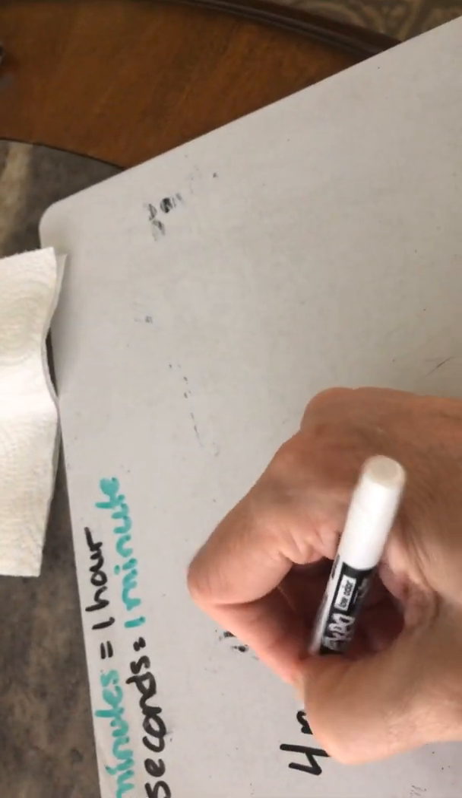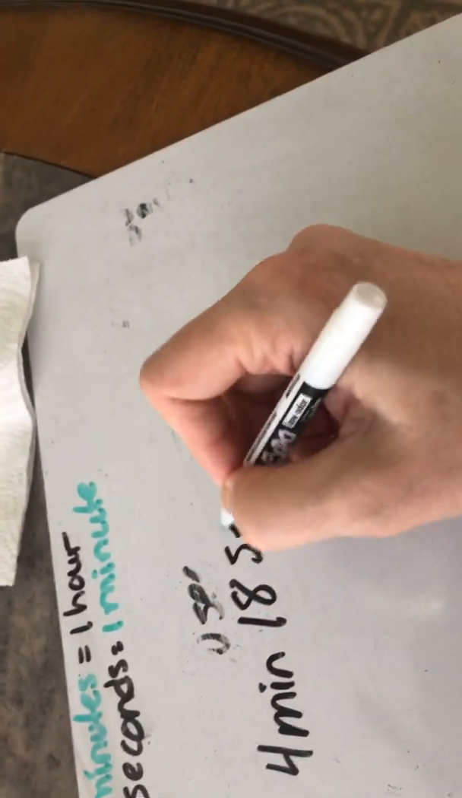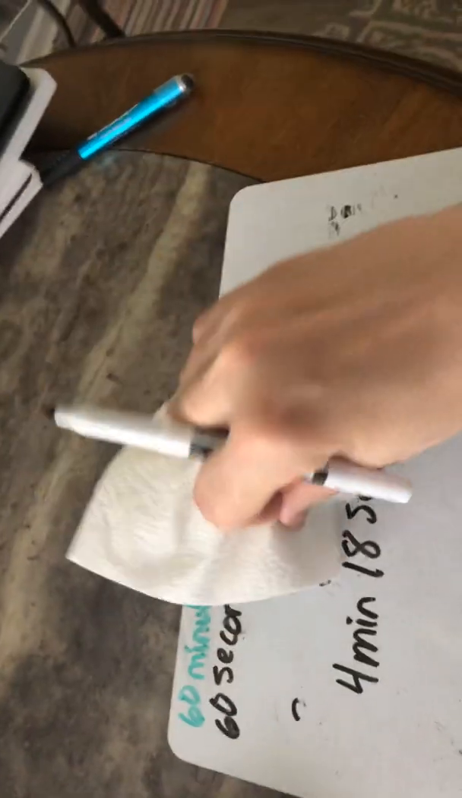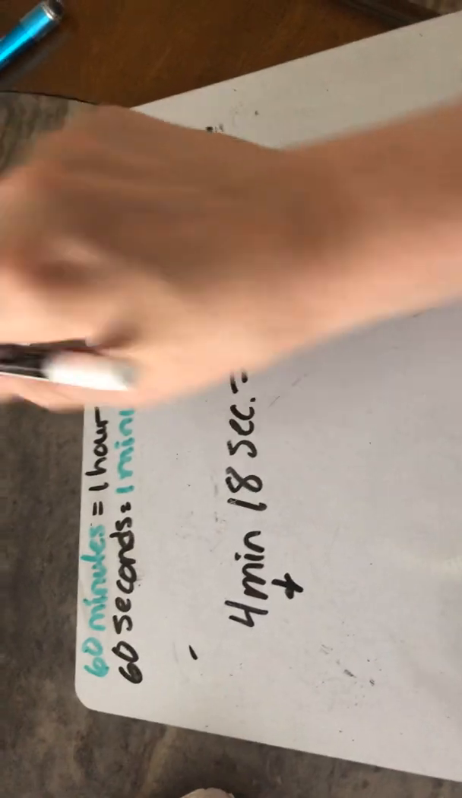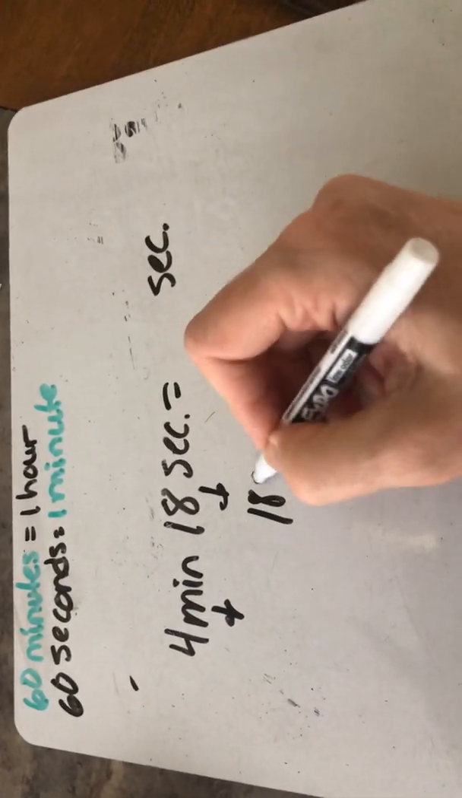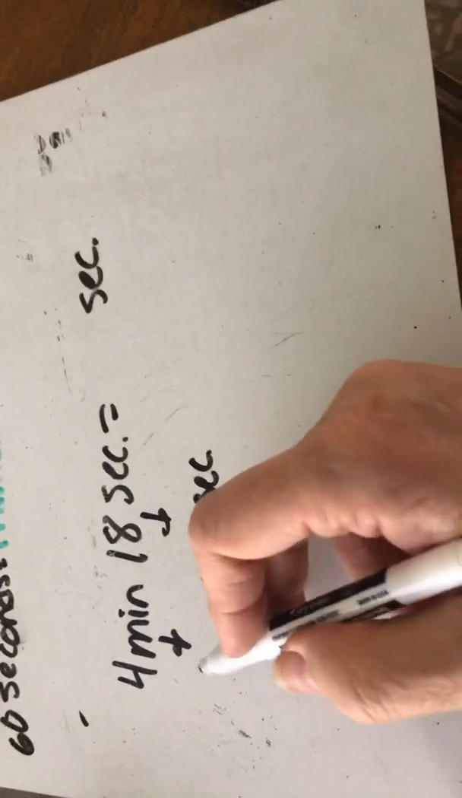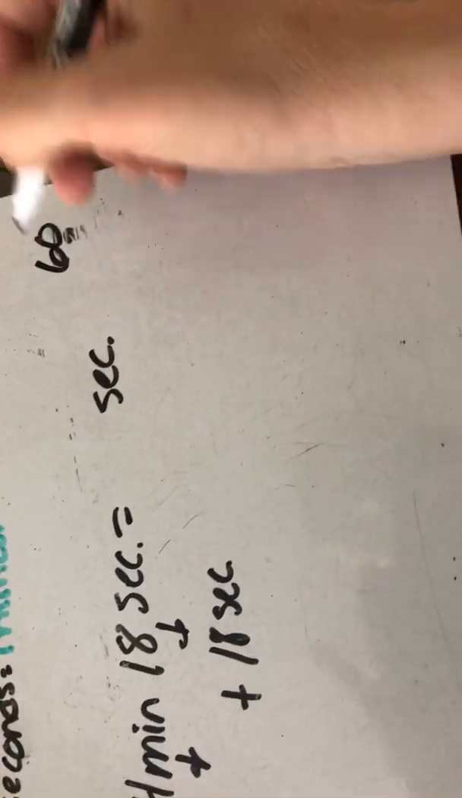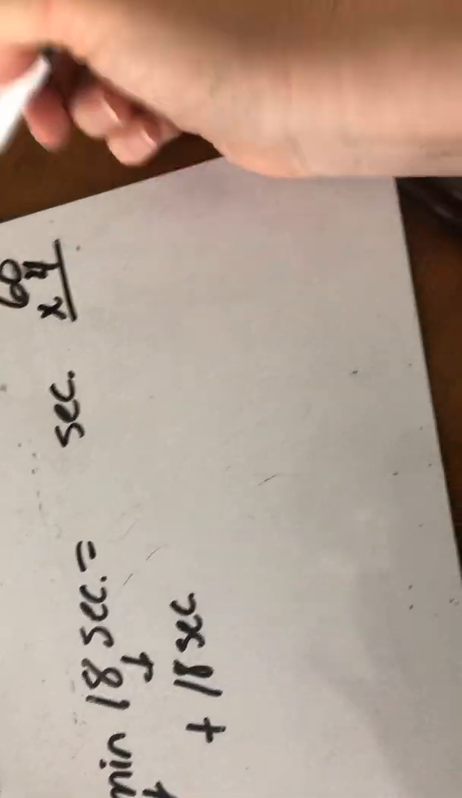Okay. Let's try a different one. What if we have 4 minutes and 18 seconds? How many seconds would that equal? Again, bring down your 4 minutes. Bring down your 18 seconds. Over here, how many seconds are there in a minute? 60. So let's take that 60 times the 4 minutes.